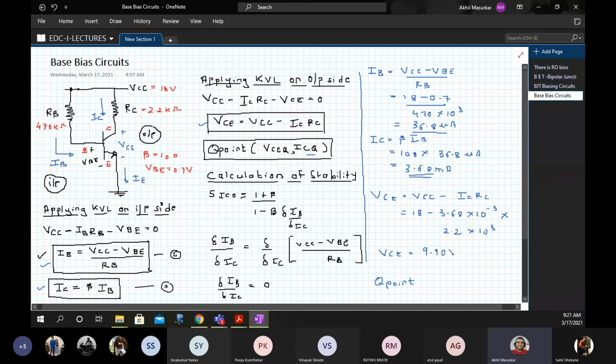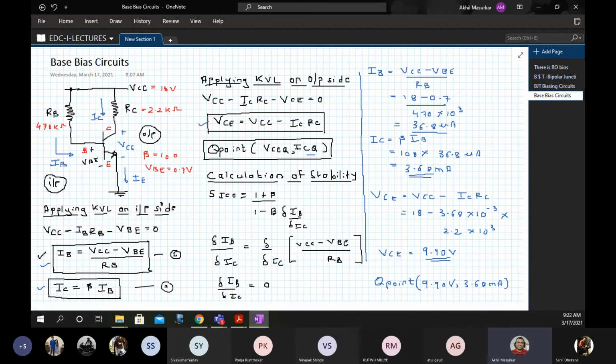9.90 volts. Okay, everybody just check that. So the Q point will be simply VCEQ, ICQ. So VCEQ is 9.90 volts, ICQ is 3.68 milliamperes. So this is the way in which we can actually calculate the values of the Q point.